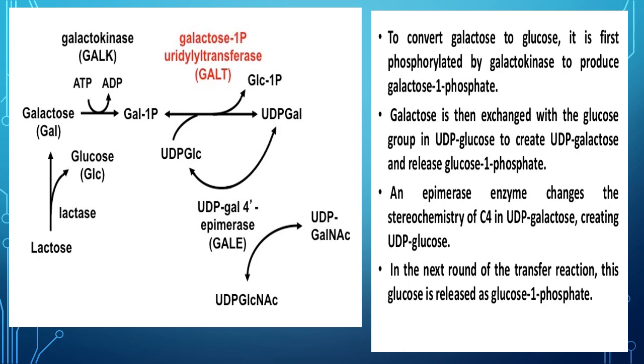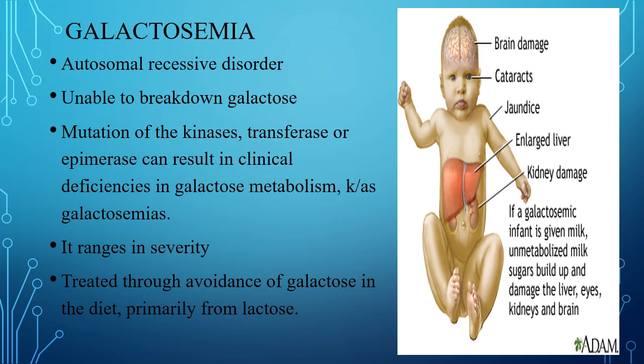So finally, the glucose 1-phosphate which is released will get converted to glucose 6-phosphate, and then it enters the glycolysis cycle and further releases energy. So coming to galactosemia, galactosemia is an autosomal recessive disorder where there is no breakdown of galactose taking place.